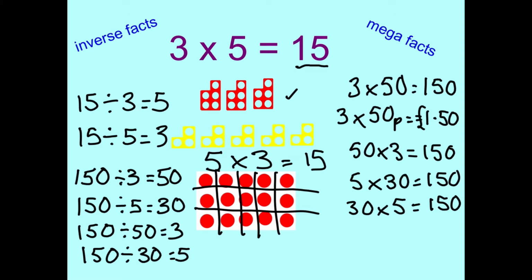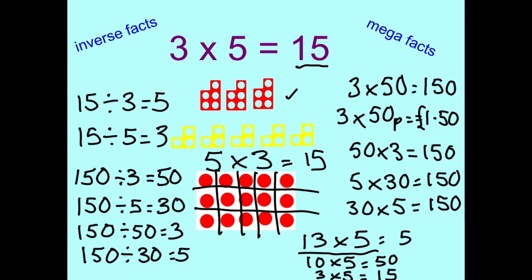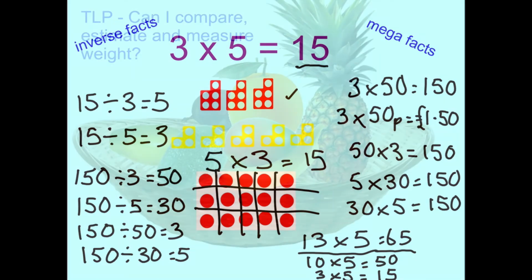Let's try 13 times 5. Now remember, you have to partition the 13. So we're going to work out 10 times 5 and add it to 3 times 5. So 10 5s are 50, and we know 3 5s are 15. So to get the answer to 13 times 5, you add those two together. So 5 and 0 be 5 1s, 5 and 1 be 6 10s, and it will be 65. So can you write those facts neatly into your book now?